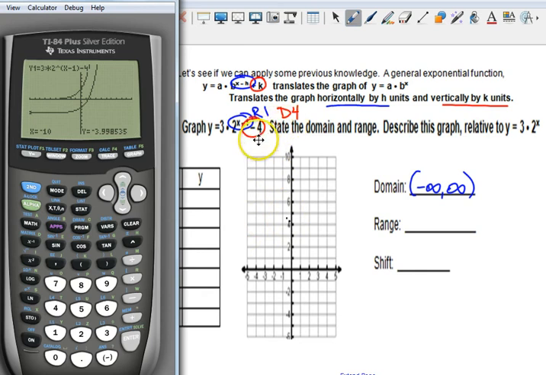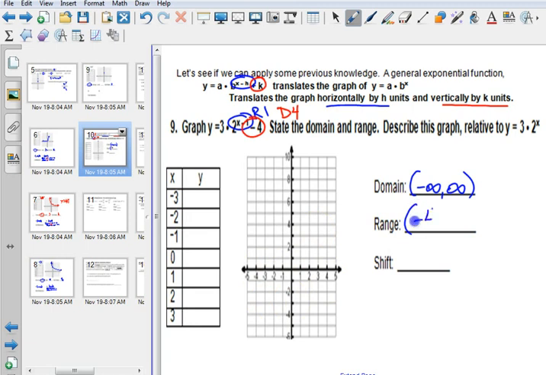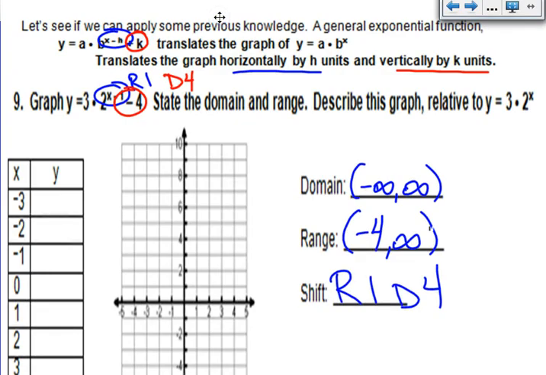If I think about this graph being shifted down 4 units, instead of approaching 0, it's now approaching negative 4. So the range goes from negative 4 all the way up to infinity, and it doesn't actually reach negative 4 ever because it's an asymptote, so that's why we have a parenthesis. So the shift we decided was right 1 and down 4. Okay, let's take this knowledge and move on to the next example.